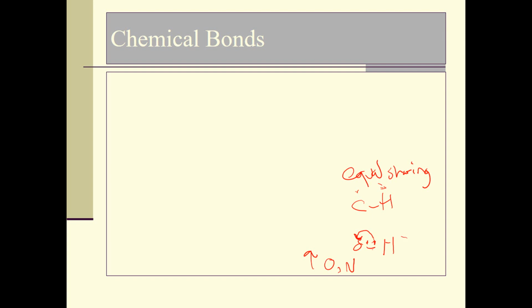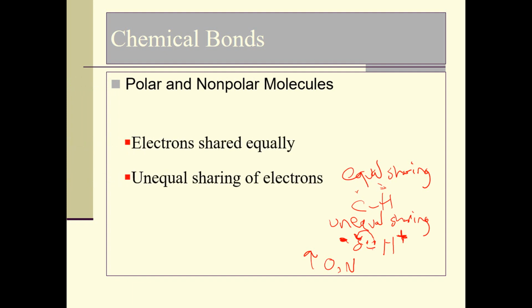So when that happens, hydrogen is going to start to be positively charged and oxygen is going to start to be negatively charged. So that is unequal sharing. When electrons are shared equally, that is going to be non-polar. And unequal sharing of electrons means that that bond is going to be polar. There is still an equal number of electrons and protons in both of these cases. It is just the distribution that is different.